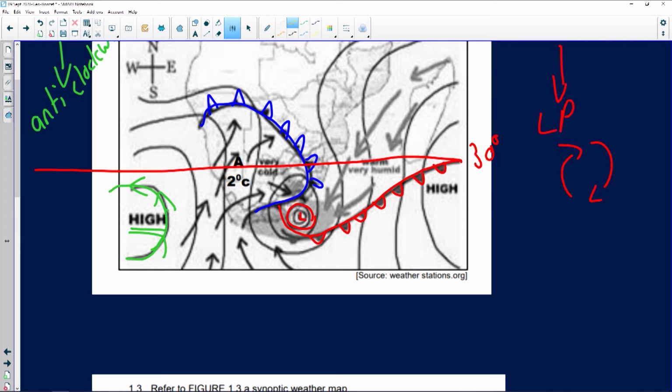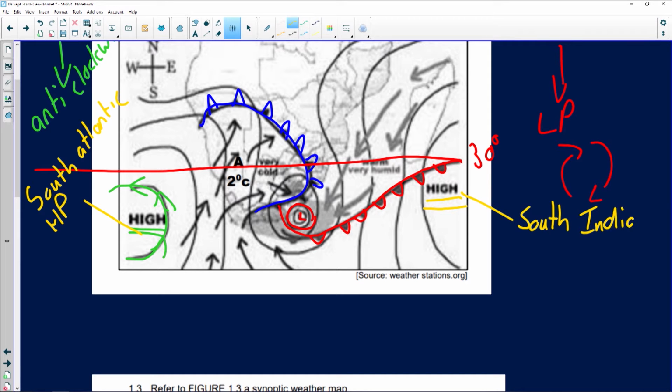Now, this high pressure in the Atlantic Ocean is known as the South Atlantic high pressure system. If you move over to the East Coast, what do we have here? Another high pressure system. This high pressure system is the reason we experience good rain on the east coast of southern Africa, and it's known as the South Indian high pressure system.